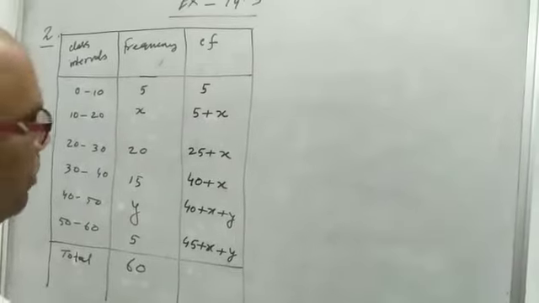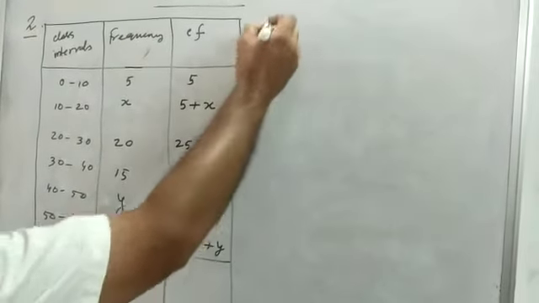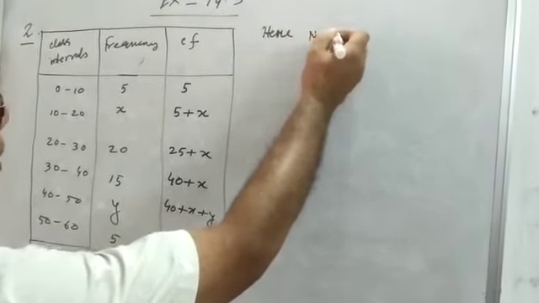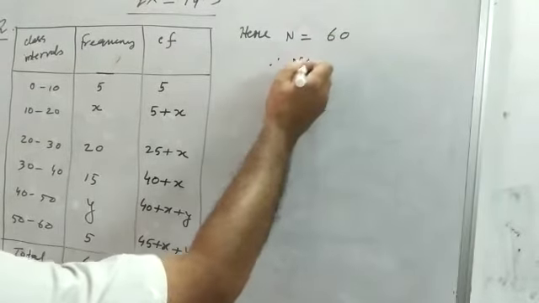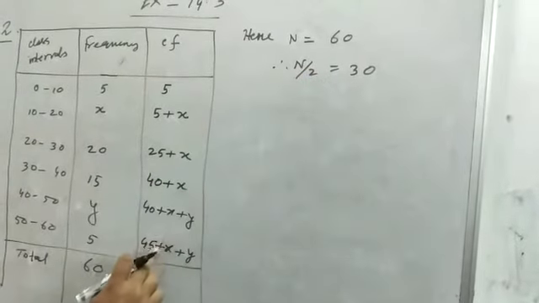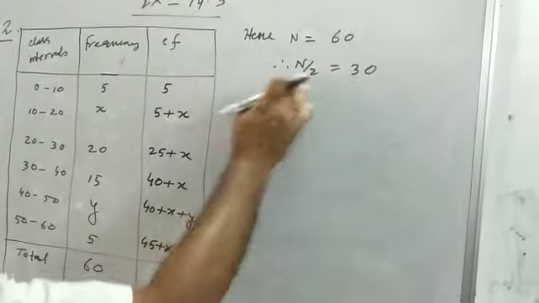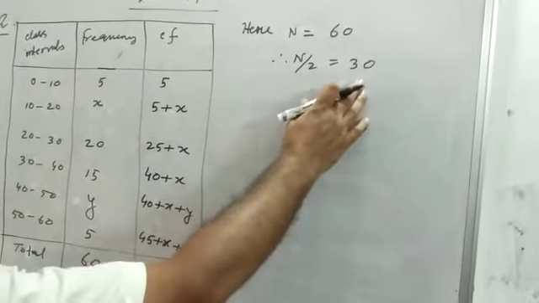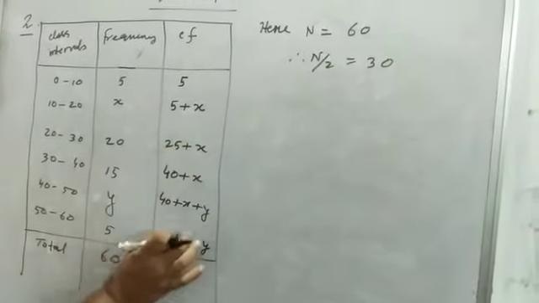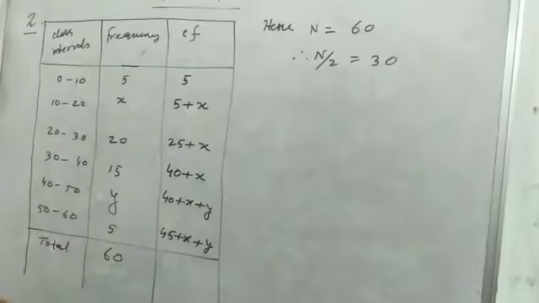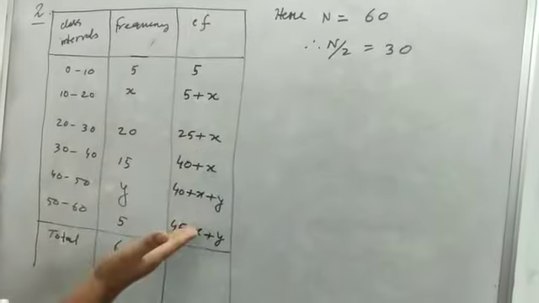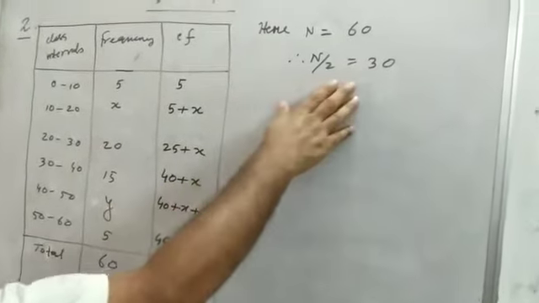But one thing you have to remember. Here n equal to 60, and we know how to find the median class. So n by 2 equals 30. And what is the process? Is 30 present in the CF? If not, then take the value just more than 30. But here we cannot say which term is just greater than 30, because we don't know the values of x and y. So that process is not possible.